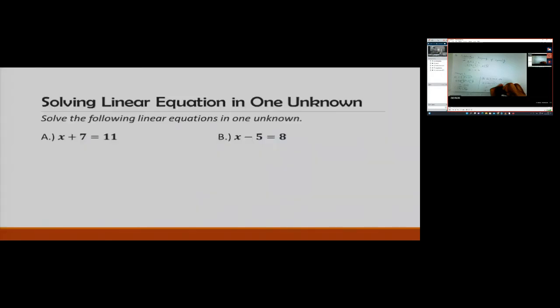Okay? You understand it there? Good. No question? Okay, if you don't have a question, can you please try this in your notebook? Solve for the value of x.